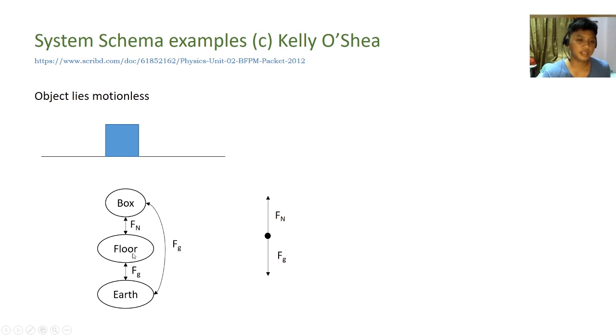And there is also an interaction between the floor and the earth, and that is known as the gravitational force. All these objects, the box and the floor, they are all attracted to the earth, otherwise we'd be flying out of space.